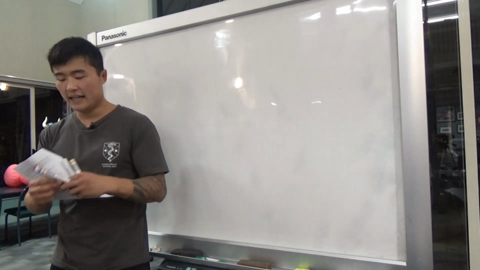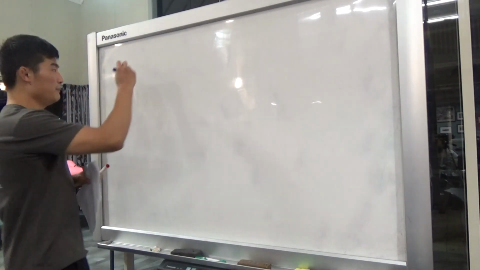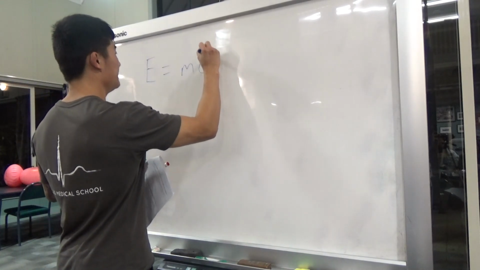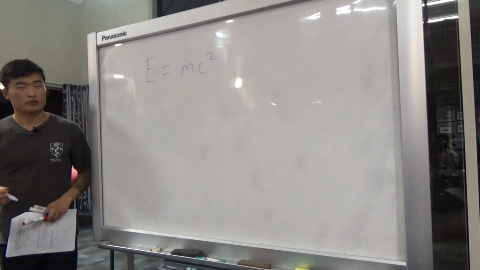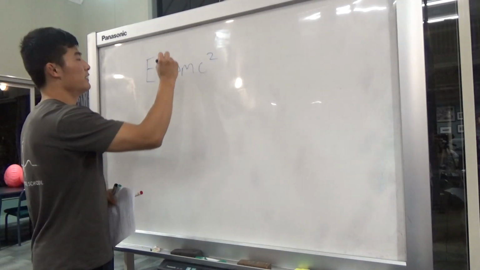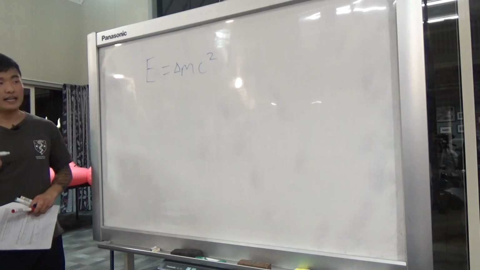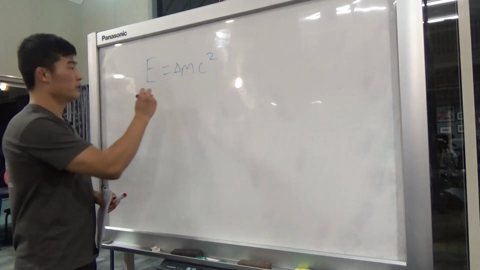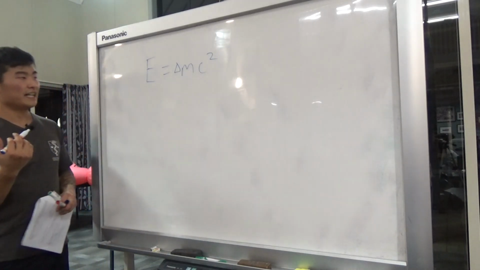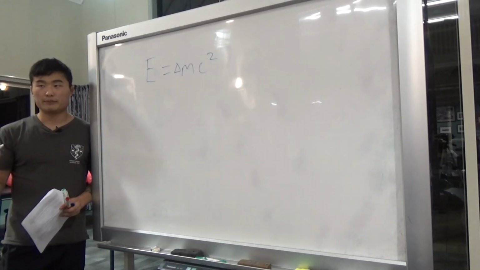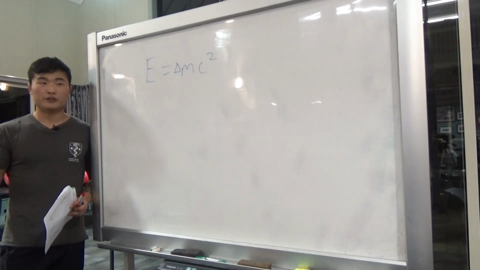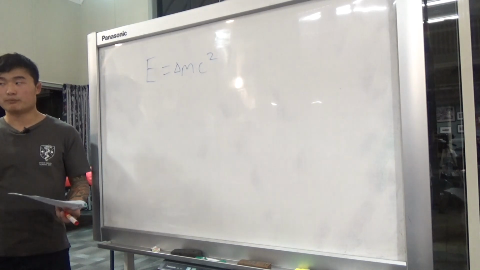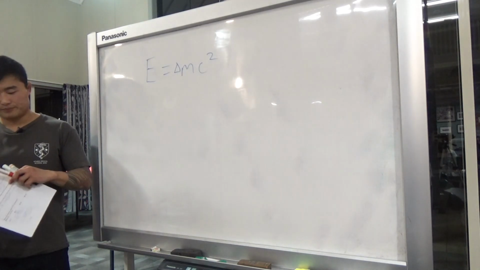And because of the famous equation that I'm sure you've all heard of, E is equal to mc squared, or in this case, the difference in mass times the speed of light squared, what that means is that mass is pretty much energy. If you have a change in mass, that means you have a difference in energy, and that's our binding energy.